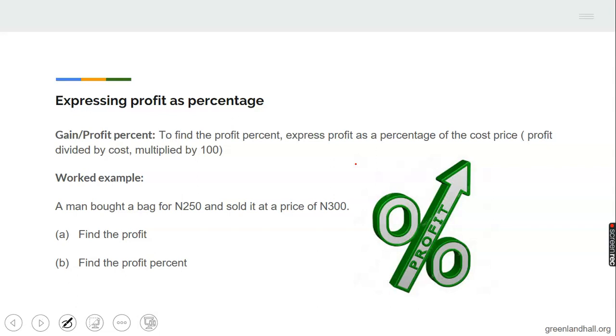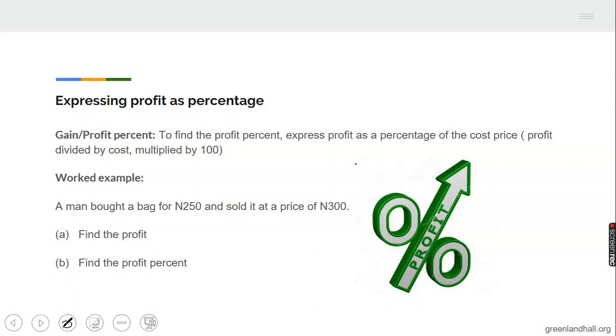And then we'll be talking about how to get loss and how to get loss percentage. So I want you to pay close attention. I'll give you some formulas. I'll give you the formula of how to get profit and how to get profit percentage, and I'll give you the formula of how to get loss and how to get loss percentage. That is what we'll be dwelling on in this topic.